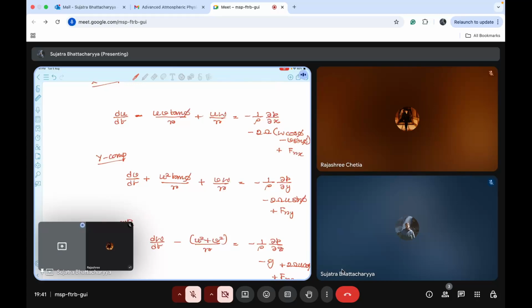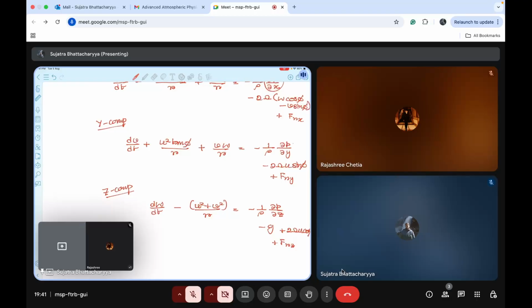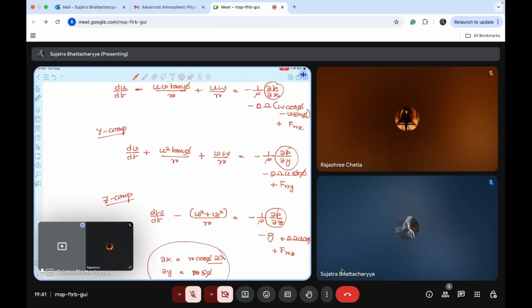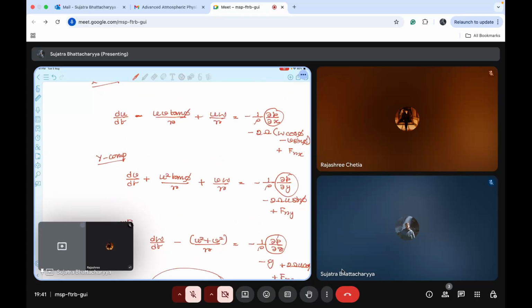You can always change this delta p delta x, delta p delta y, delta p delta z in the spherical polar coordinate. How? Your delta x is nothing but r cos phi delta lambda. Delta y is r delta phi, and finally delta z is nothing but delta r. You can change it this way, or otherwise keep it like this. So this is how you can easily calculate in the spherical polar coordinate. Better to use this equation, try to remember.